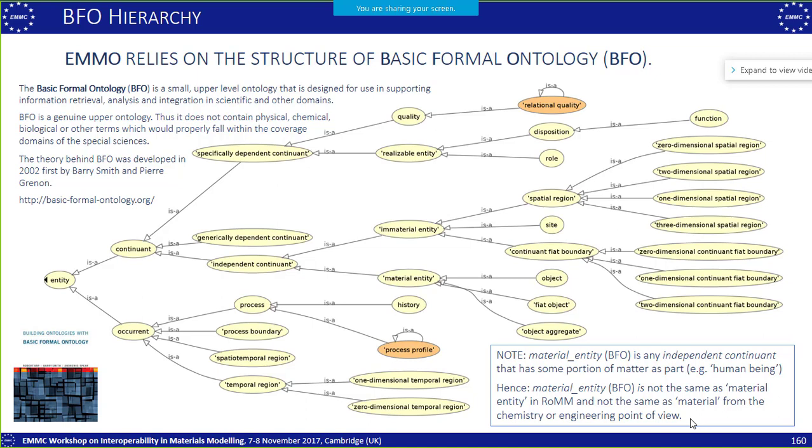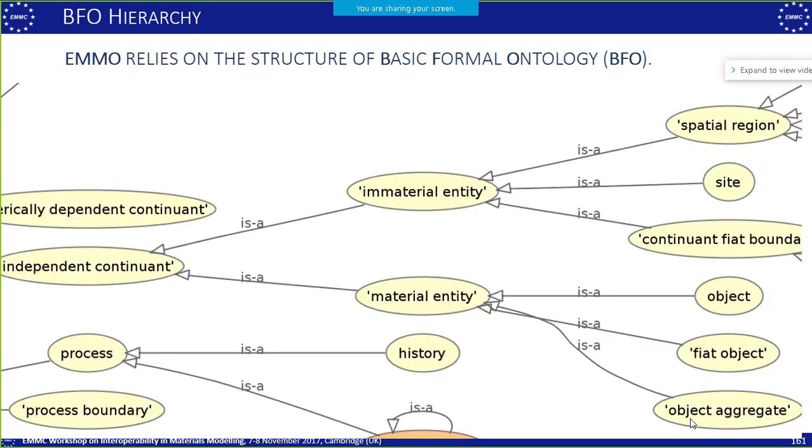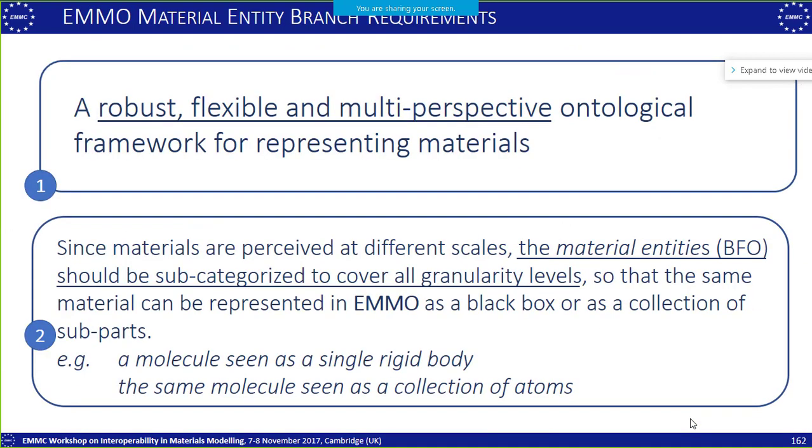And then they say, since materials are perceived at different scales, the material entities should be subcategorized to cover all granularity levels, so that the same material can be represented. You see they use a mass noun here. You have to say portion of material. It can be represented in EMO or MO type as a black box. In other words, just as one lump where you don't see any inside. Or as a collection of subparts at different levels of granularity. So a molecule can be seen as a single rigid body, or it can be seen as a collection of atoms. They are 2 different levels of granularity.